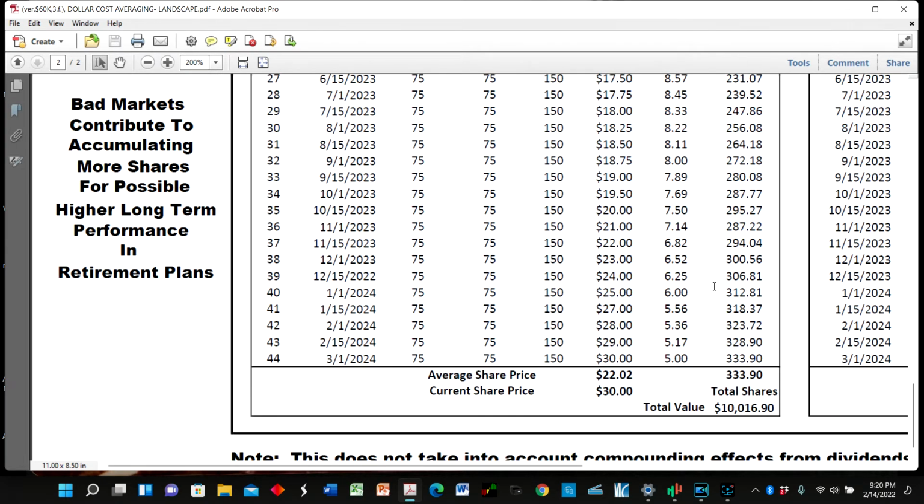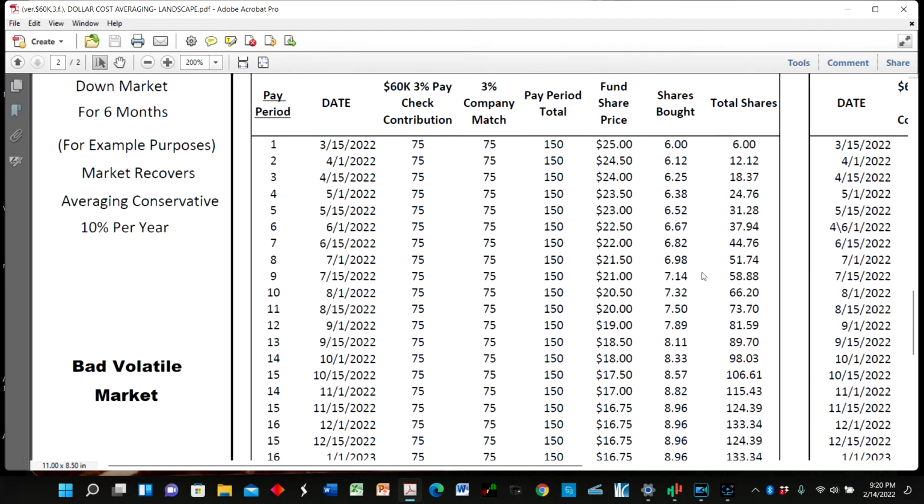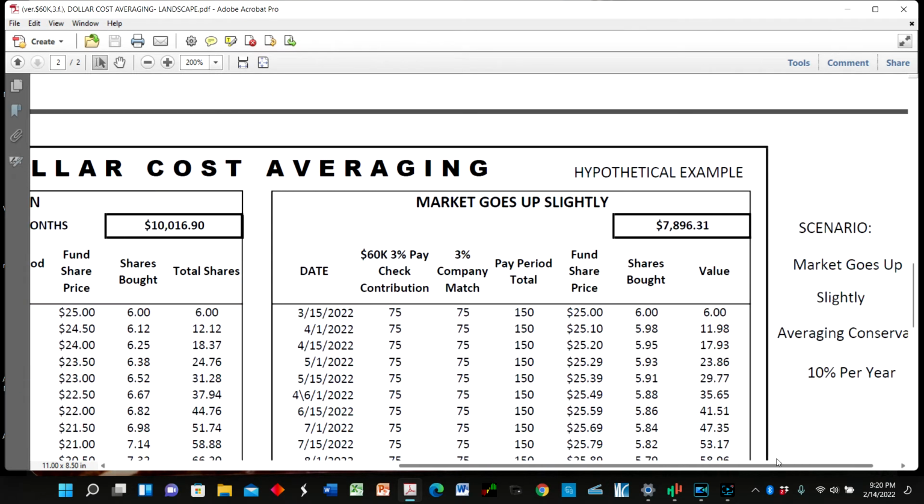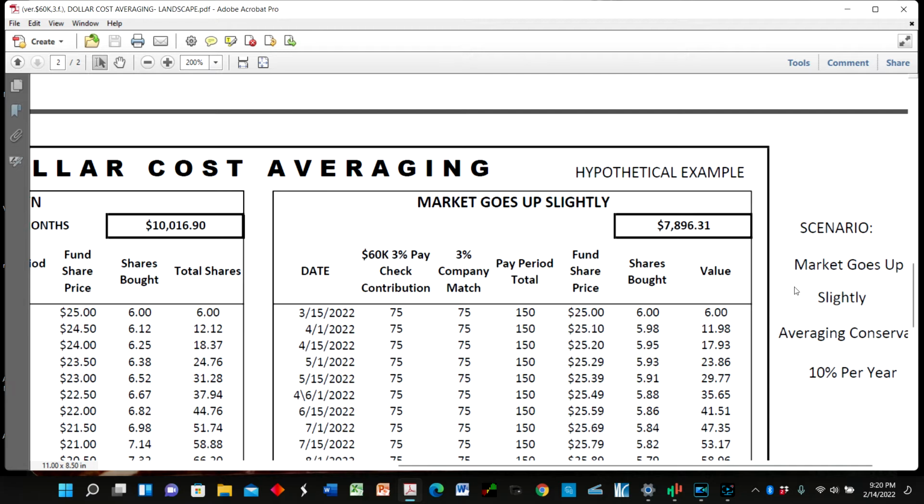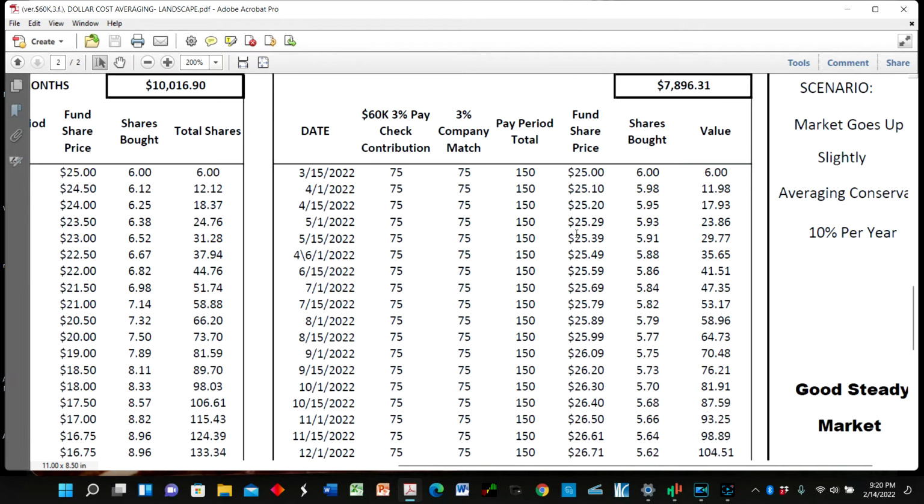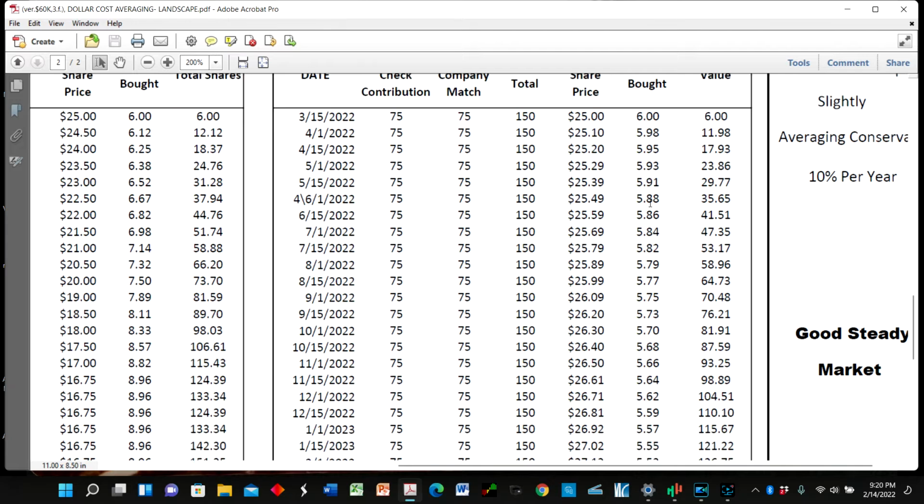So now in the other scenario, I'll show you this. On the other side, I said that the scenario is the market goes up slightly. It does not fall. And as a result, in this case, there is no drop in share price on the $25 a share. So you keep putting your $150 in for the pay period. Keeps going in there.